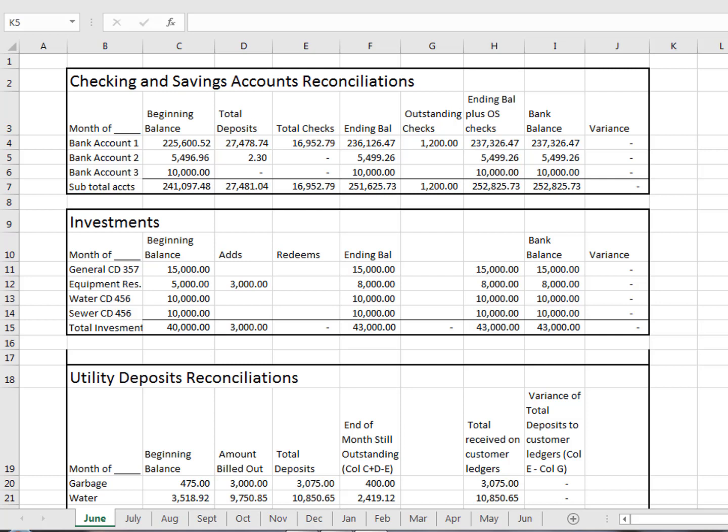The first thing that you see on the screen right now is a spreadsheet that can be created in Excel to combine various accounts and reconciliations that you need to do for the council. So first of all, let's look at the very top. This shows that we have 3 different bank accounts.